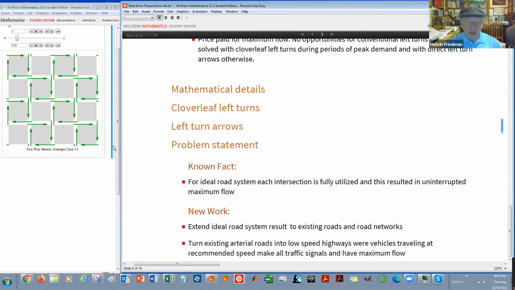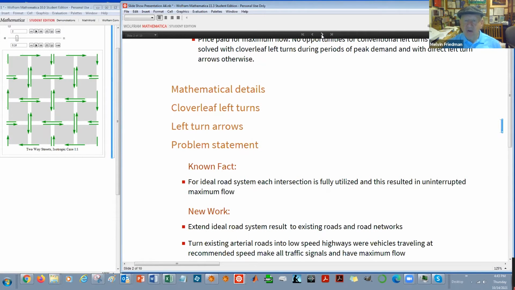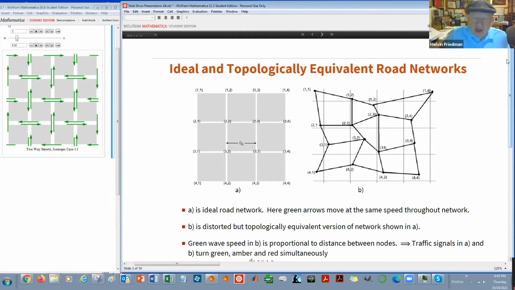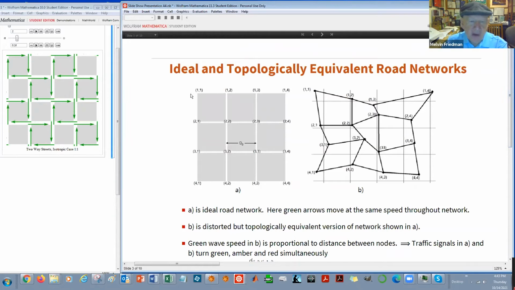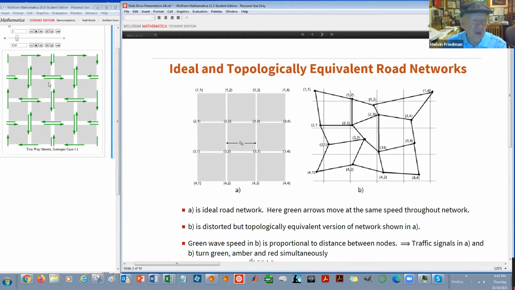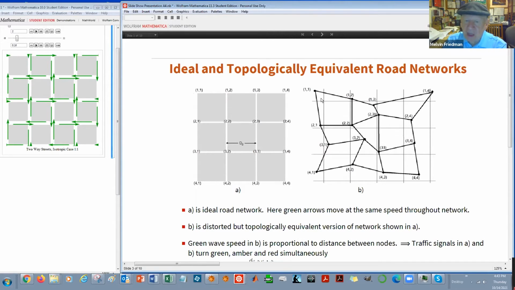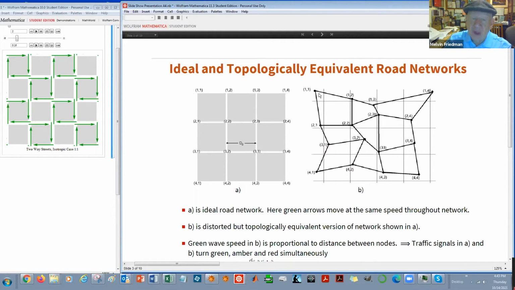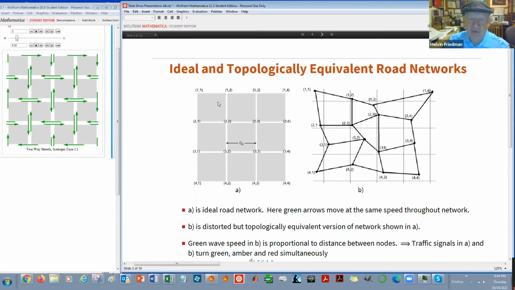Each lane in the work that I'm going to describe will have roughly half the capacity of a highway lane for carrying traffic. Now as we go into trying to explain how we're going to extend this work to an existing road network, here's a static depiction of the scene that you're seeing here, only it's covering even less space. And here is a real road network that's topologically equivalent to this one on the left, which is ideal.